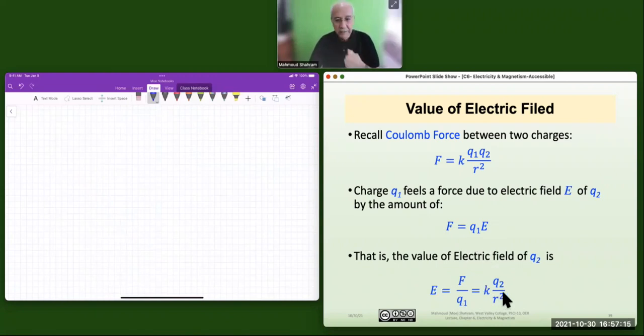So the electric field due to charge Q2 is equal to K, because you just divide this whole thing by Q1, so you get Q2 divided by R squared. Okay? That's how you find the value of electric field. It should be field, not filed.